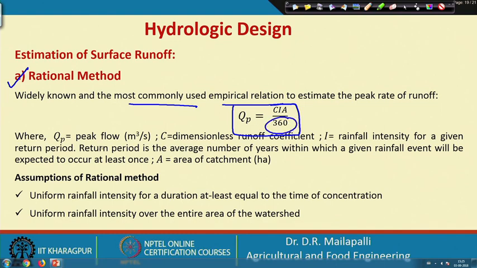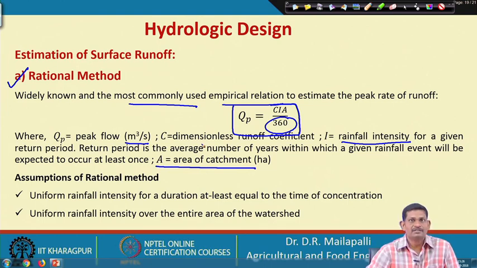Here Q_P is in meter cube per second, C is the dimensionless runoff coefficient, and I is the rainfall intensity for a given return period. Generally we consider the time of concentration as the return period. A is the area of the catchment, in hectares. Combining everything, you get the amount of runoff from the particular area, that is the peak runoff rate, the maximum runoff rate you get from the area.